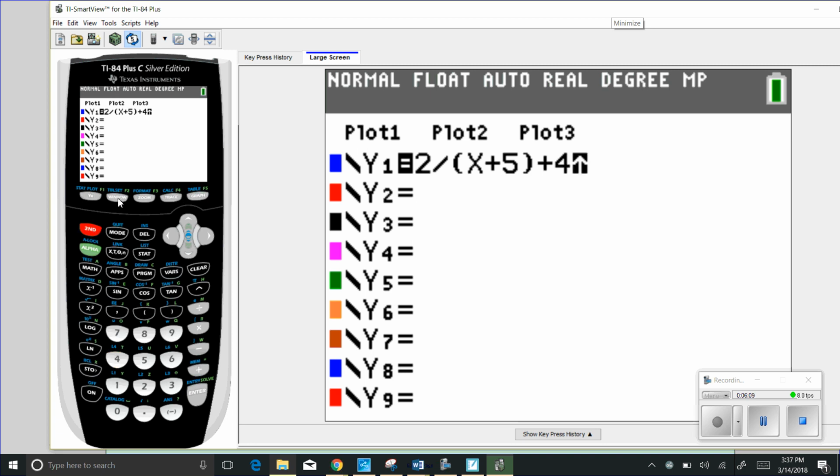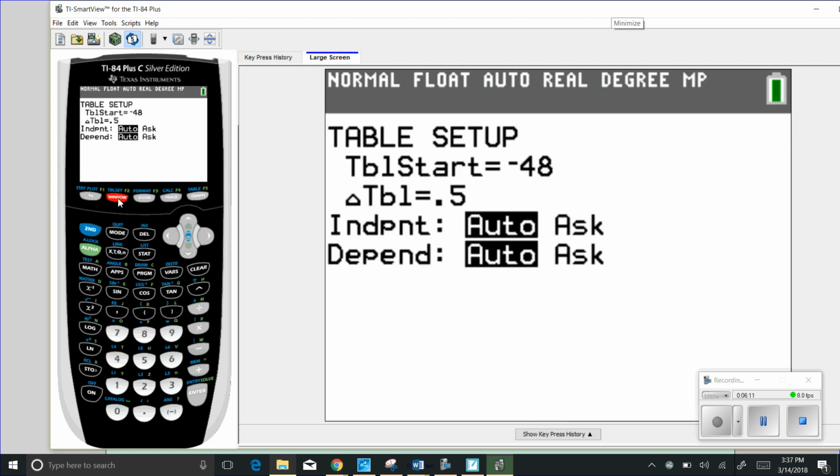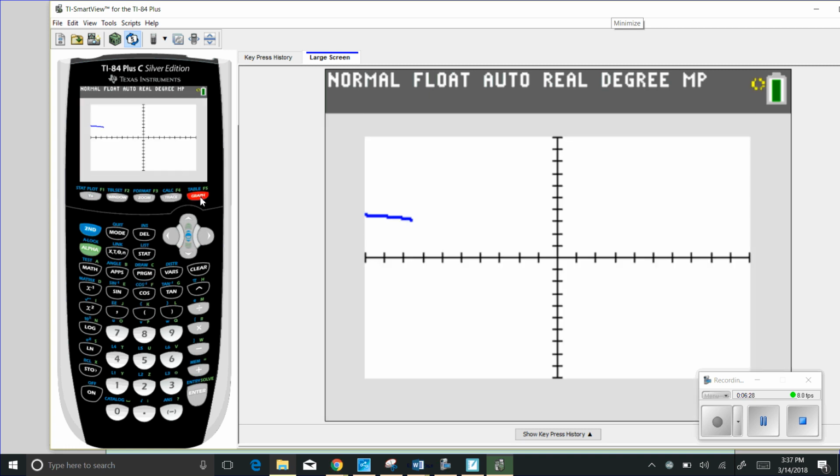If you hit second and then table set, like right now my table is at -48. That's not going to be very good. So if I just switch that to 0, and the main part here, this should be 0.5. Once you have that change, it's not going to change unless you go back in there. All right, top right, hit graph to see what the graph is supposed to look like. And so far that matches where we have our asymptotes.